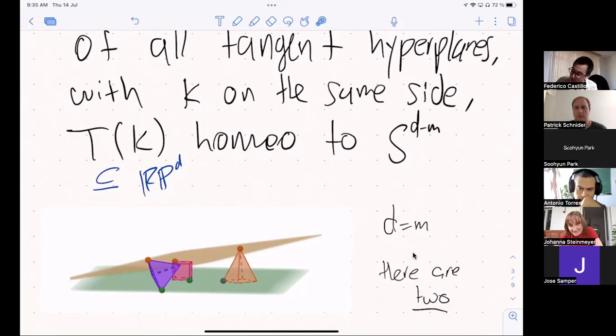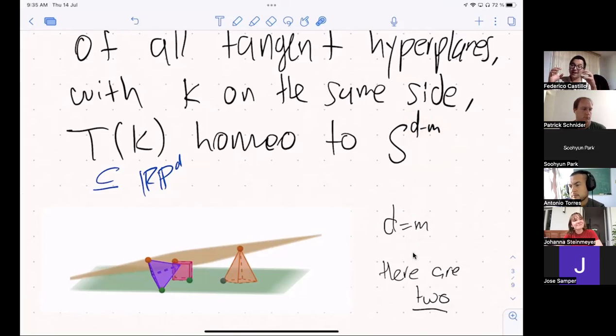And this is the case where D is equal to M. If M is smaller than D, then you will have more stuff. So let's think in general what will happen, like waving our hands with two bodies. If you have two convex bodies, let's say in R3, you have two balls. What is the space of all tangent hyperplanes?